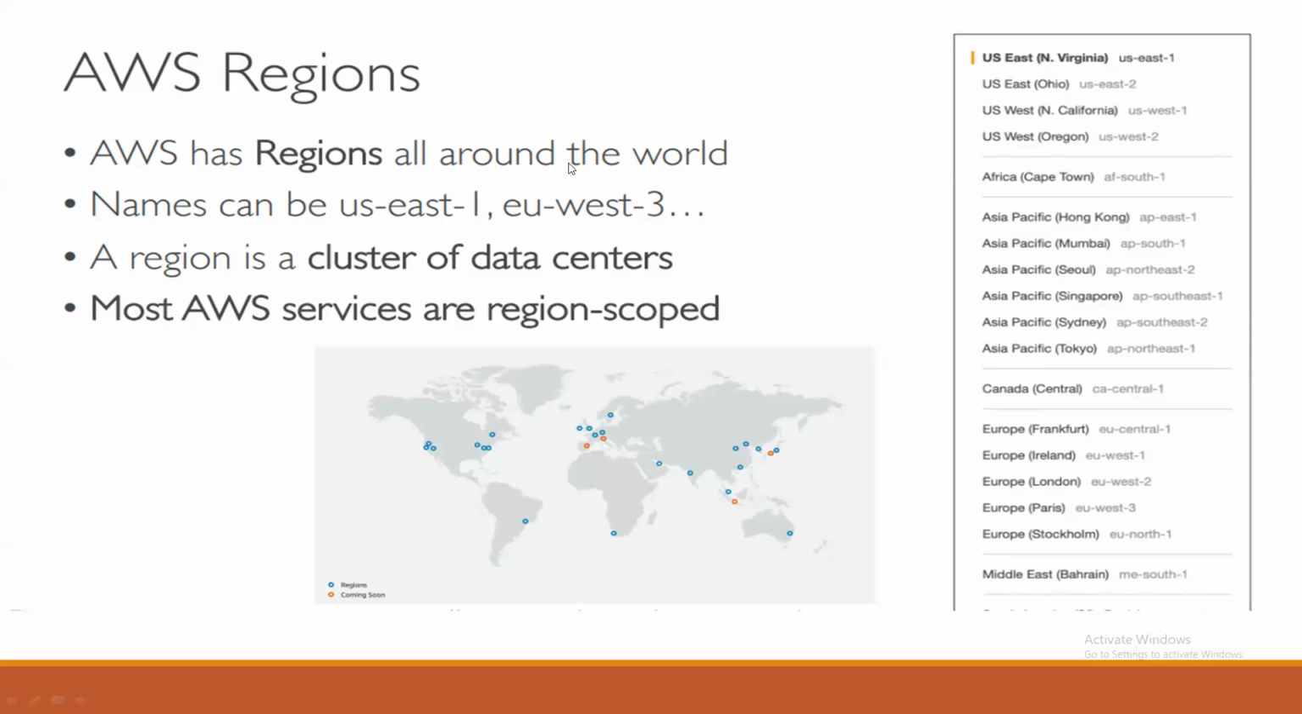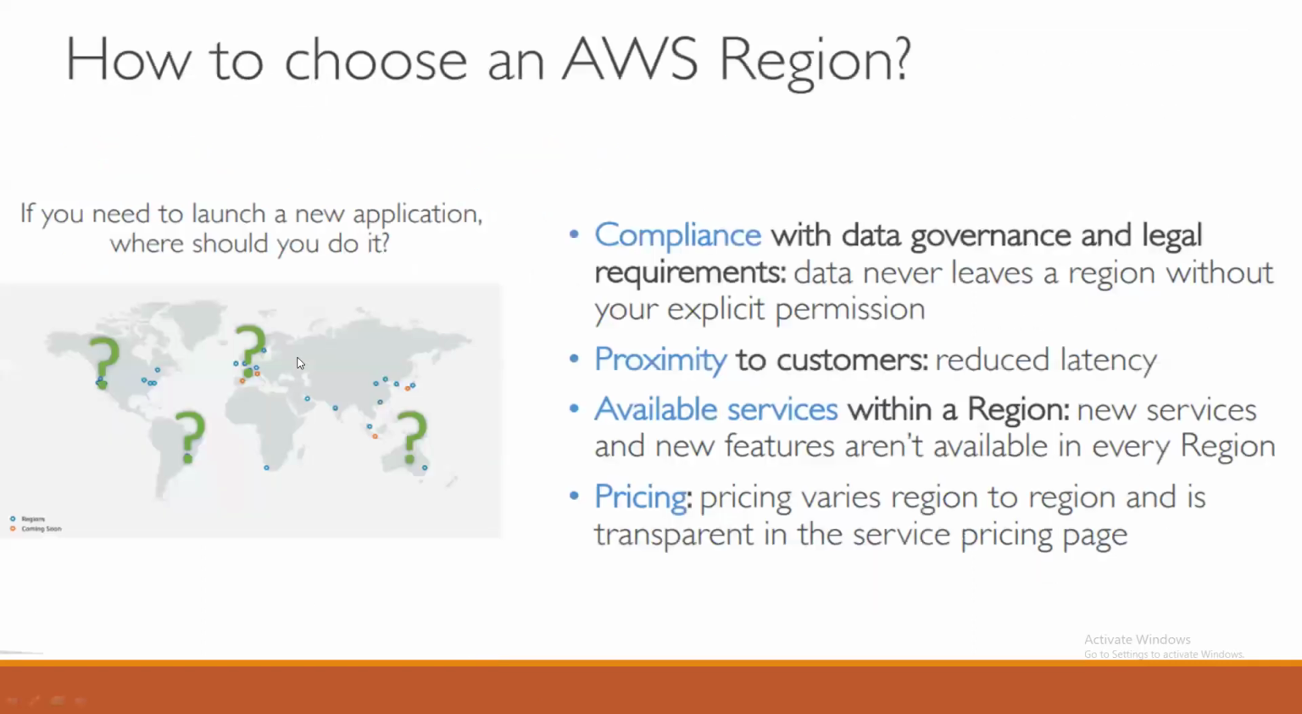AWS has regions all around the world. Names can be US East 1, US West 2. A region is a cluster of data centers. Cluster is nothing but a group. A region is called a group of data centers. Most AWS services are region scoped.